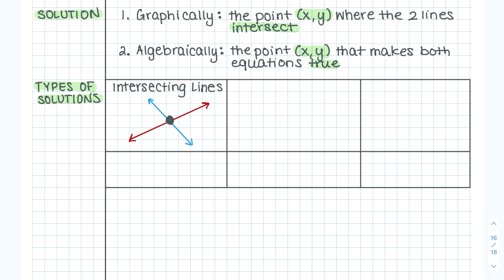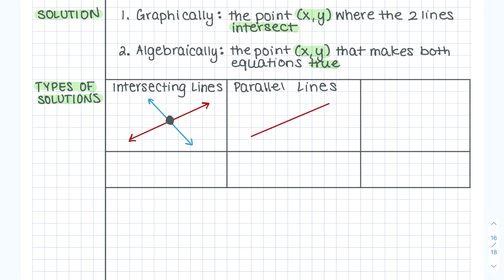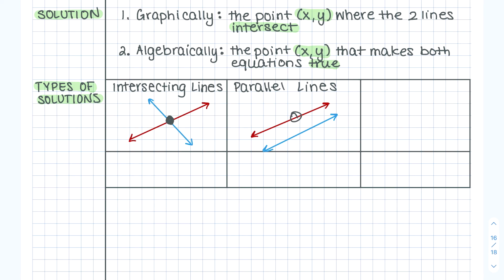The second kind of solution you can have is called parallel lines. Okay? And parallel lines is when you have one line and then you have another line that looks almost exactly the same, right? And remember, parallel lines, they will never, ever touch each other. So I can't even point to a solution here for you, okay?